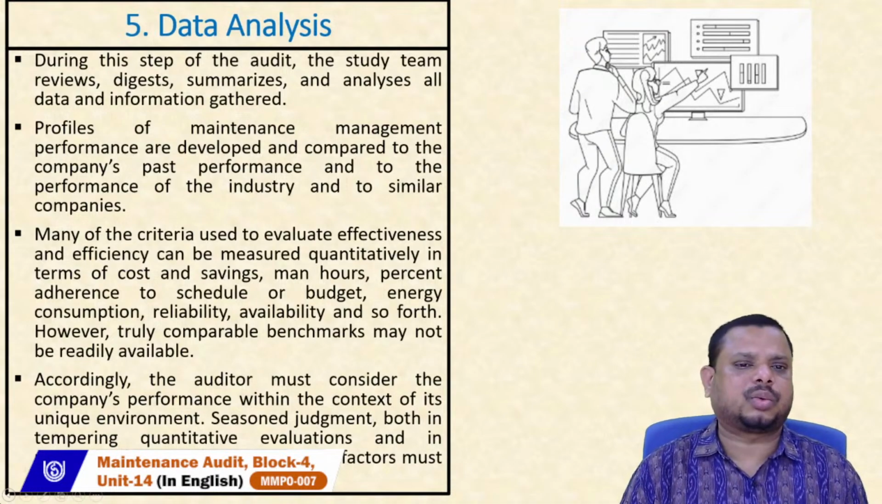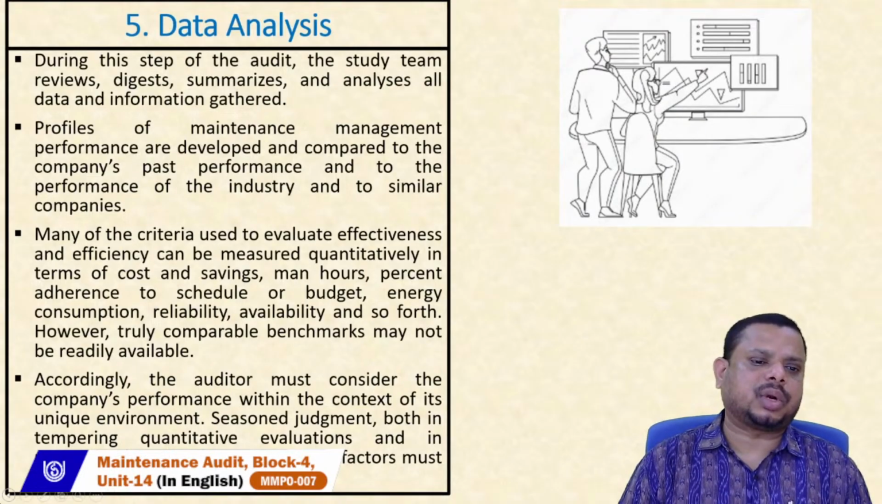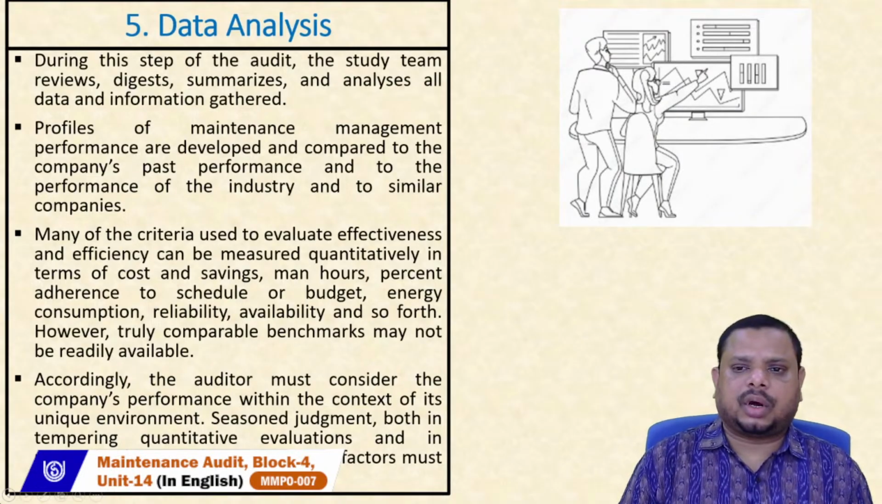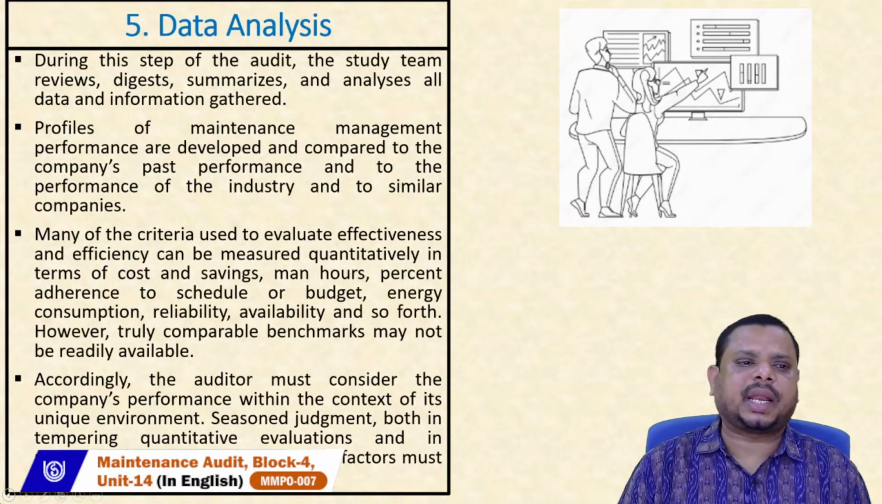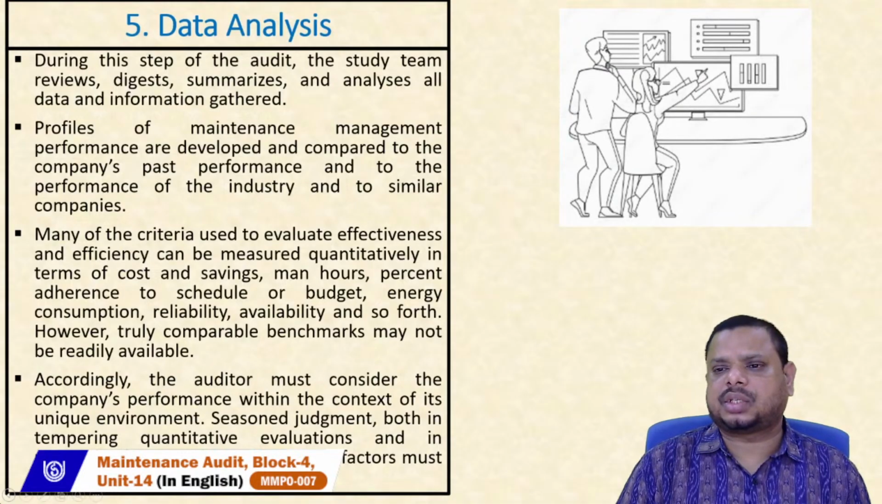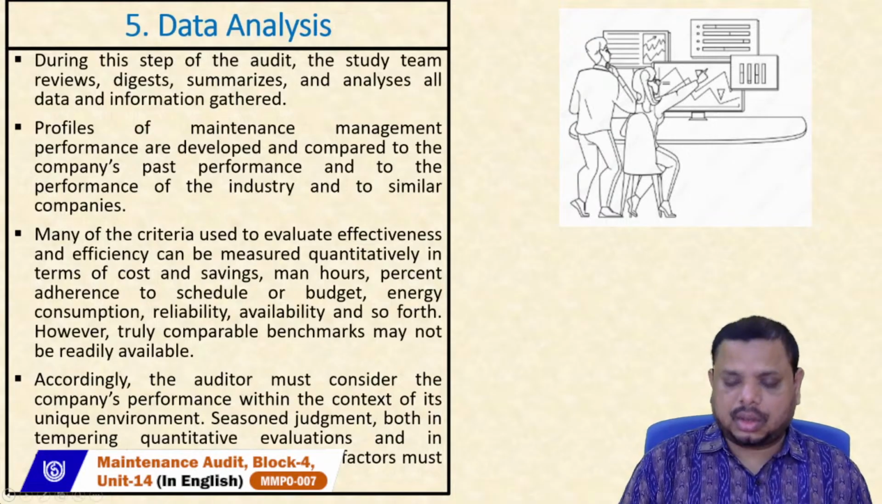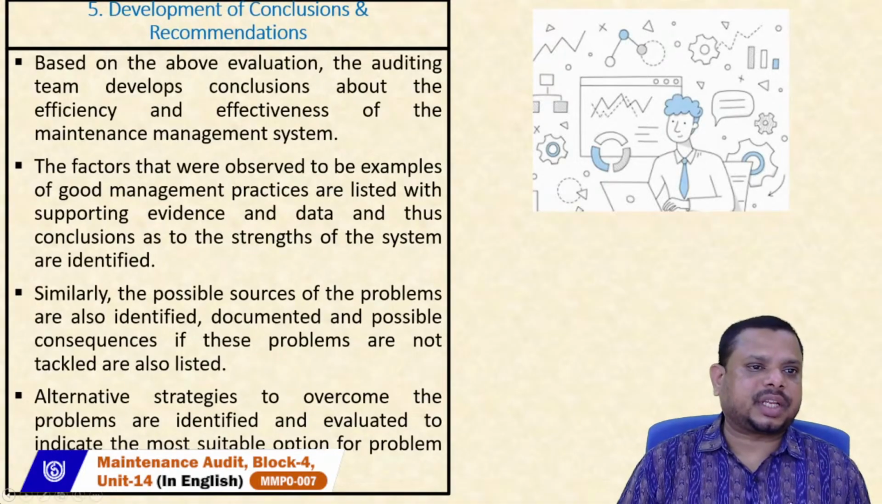So here both qualitative and quantitative measures are calculated, and when the auditor evaluates this data, they must, I repeat, review, digest, summarize, and analyze all the data and information gathered, especially with reference to maintenance management performance, effectiveness, and evaluation. Moving to the next one, the sixth step: develop conclusions and recommendations.